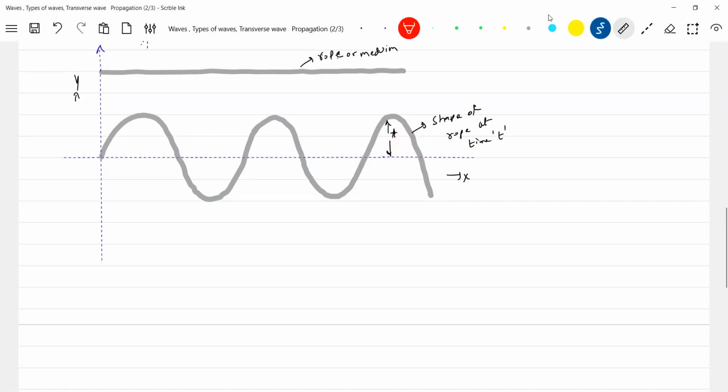So let me take a point. And this is x equal to 0, this point. Okay, this one. Now, at time t, I'll notice the point P has a displacement y at a distance x. And then what is the equation for y you write? We'll write like this, no? y equal to a sin omega t. The same point P.